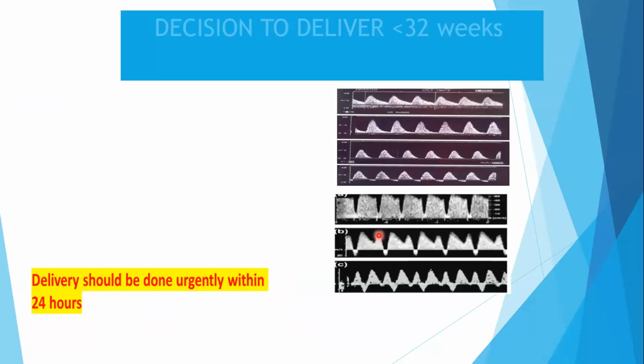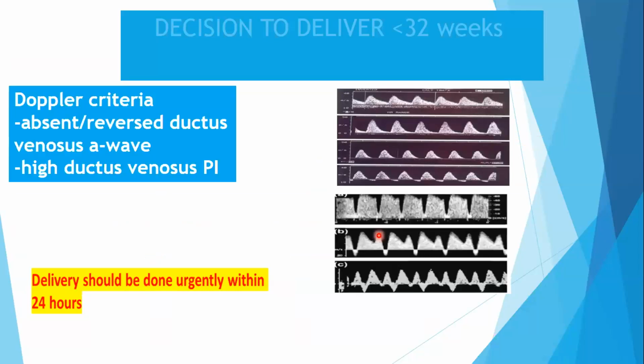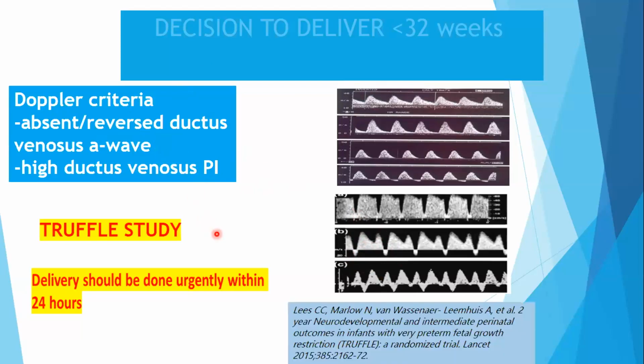And then how do we make a decision to deliver for these babies with early onset fetal growth restriction? Using the Doppler criteria, if there's absent or reversed A wave in the ductus venosus, this is the ductus venosus, so if the A wave is absent here, or if it's reversed, then in that case we should deliver. This was shown by the TRUFFLE study to be the best way to monitor these babies and to decide on delivery, that the ductus venosus should be the one that guides us in terms of when to deliver. And this delivery should be done urgently within 24 hours.